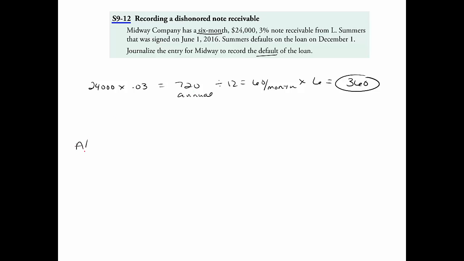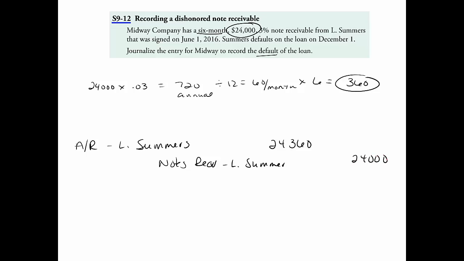And so now I'm going to debit accounts receivable, L. Summers, and see now they owe me the $24,000 plus the interest. So $24,360 is how much I'm putting in accounts receivable, and then I will credit notes receivable because I moved it out of there, L. Summers. That'll be for the principal, the $24,000. That's how much I had put in to notes receivable, so that's how much I take out. And the $360 interest, this is where I think it seems a little weird, but I'm going to go ahead and call that interest revenue because I earned it now.